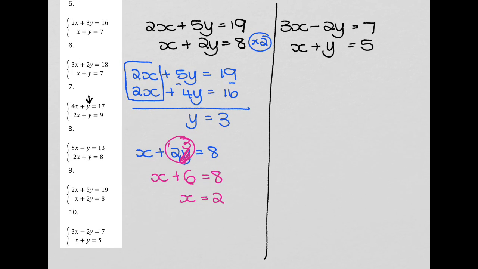Let's look at question 10. Again, does anything match? My x's don't match. My y's don't match. So I've got to multiply something. You might have decided to multiply by 3 and make the x's match. Or you might have decided to multiply by 2 to make the y's match. I am going to multiply by 2. Doesn't matter what you did, you will get the same answer. So my top equation is going to stay 3x minus 2y equals 7. My bottom equation is going to become 2x add 2y equals 10.